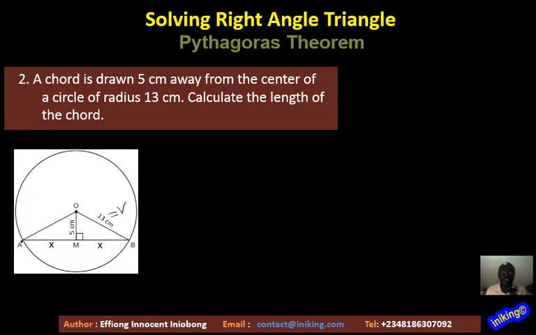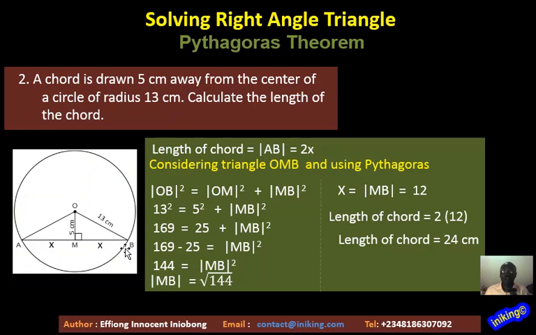We are asked to find the length of the chord. We are looking for the length AB, from here to that point. How do I get this? From the triangle OMB, we can easily find this length MB, which is X. But remember we said that the line OM drawn from the center perpendicular to the chord divides the chord into two equal halves. So here I have X on this side, X on this side, both of them equal. If I can find the value of this X, I simply multiply by 2 and that will give me the length of my chord. I'm sure you agree. So let's look out for that.